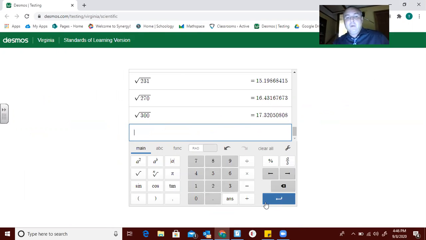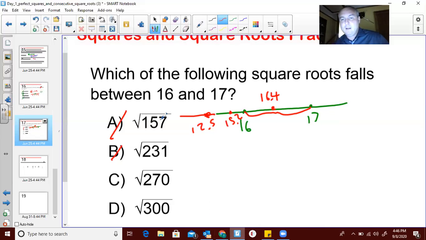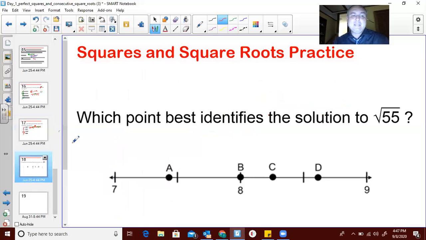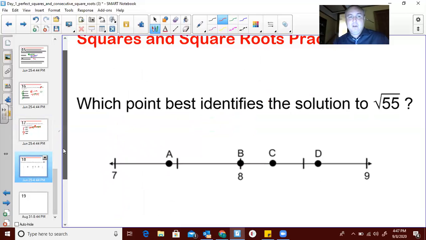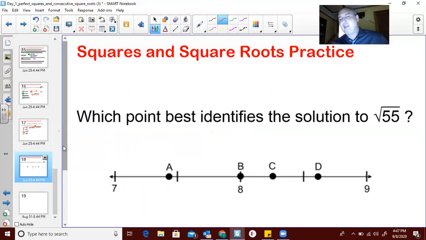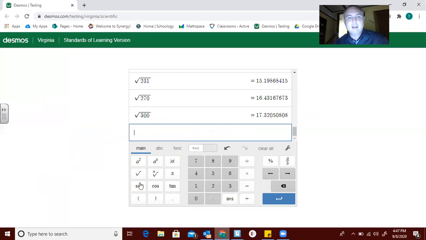So square root of 300 is 17.3, which we can confirm is going to be out here somewhere. So we know that this is definitely not right. It means that C is right. Okay, and last but not least, you'll see a number line like this. This is why I was trying to introduce the number lines a little earlier, because I knew this was coming up. And you guys aren't going to have any problems with this, because we're going to go back to everybody's favorite friend, Desmos.